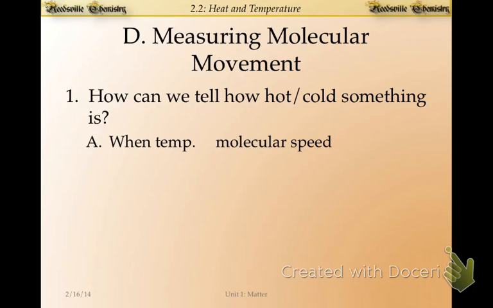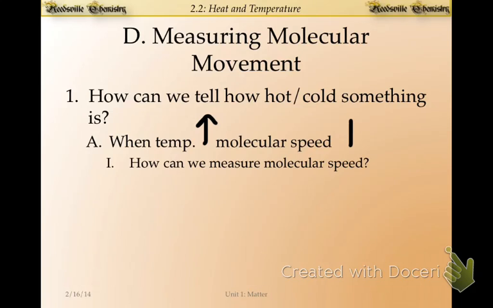Well, let's think about this more scientifically, though. Let's say we didn't have an app or a TV or even tools to measure how hot or cold something was. We know this. When temperature increases, molecular speed increases. Okay? So our question might be, how can we measure this molecular speed? Molecules are too small. We can't use like a radar gun to say, how fast is it going? So we need some indirect method to be able to measure this molecular speed.